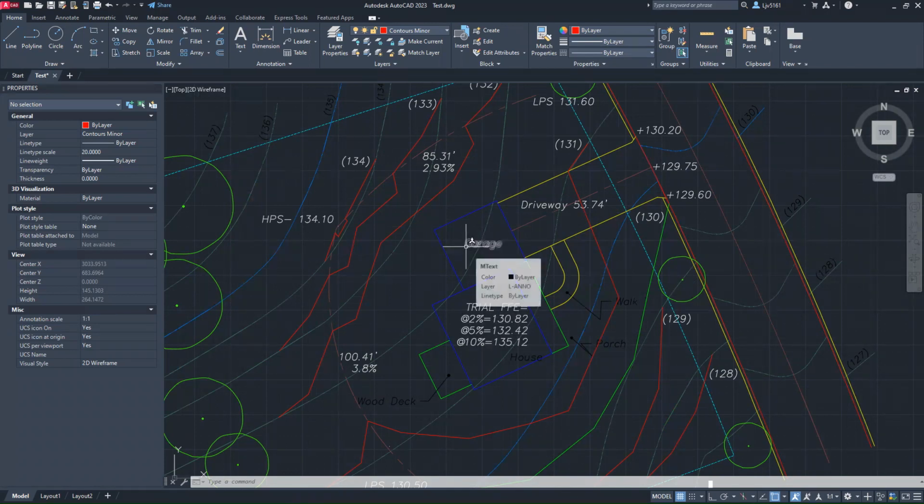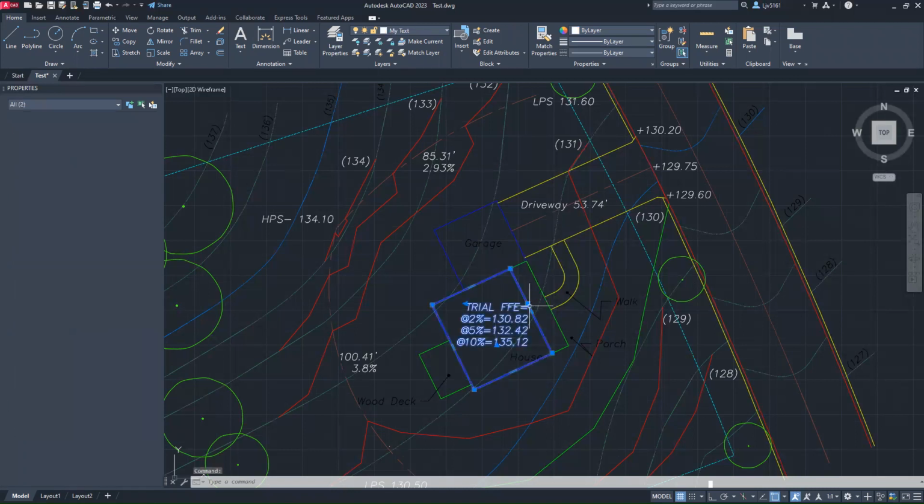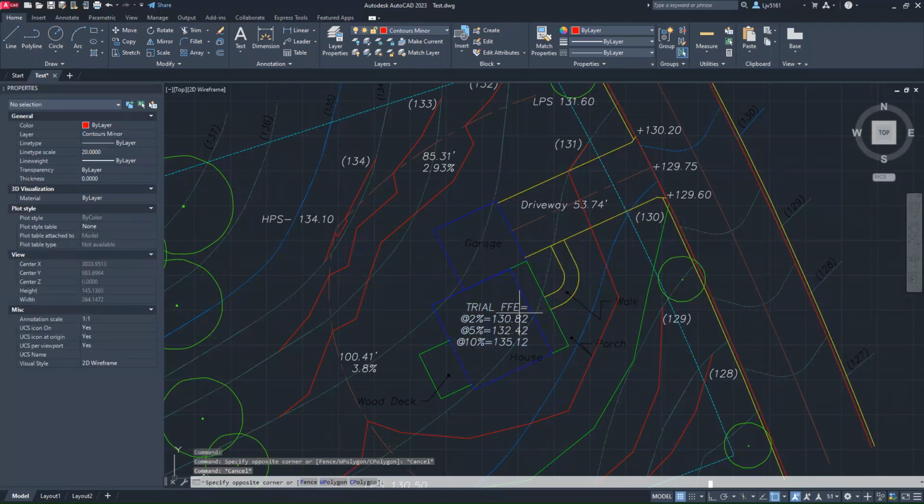So your trial FFE, the highest is the 135.12. That's for your house, right? No, I didn't know they were different. This would technically be for the garage. Okay. The trials are for the garage.